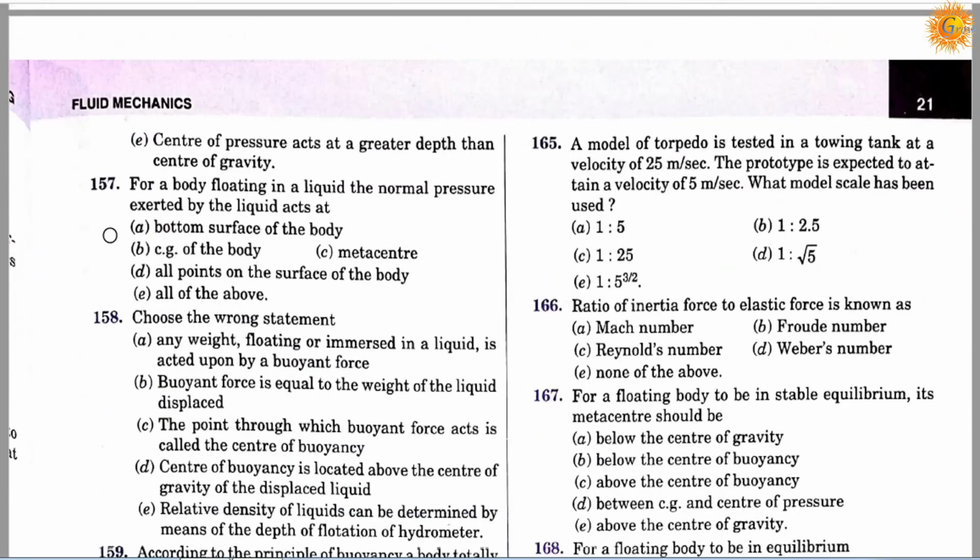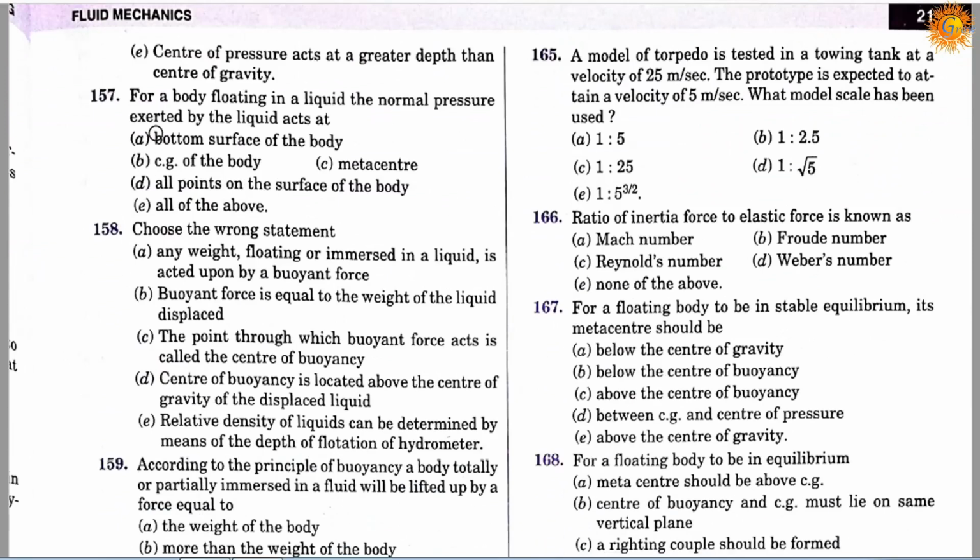Question number 157. For a body floating in a liquid, the normal pressure exerted by the liquid acts at: option A, the bottom surface of the body; option B, center of gravity of the body; option C, metacenter; option D, all points on the surface of the body; and option E, all of the above. So the correct answer is D. It means the normal pressure exerted by the liquid acts at all points on the surface of the body.